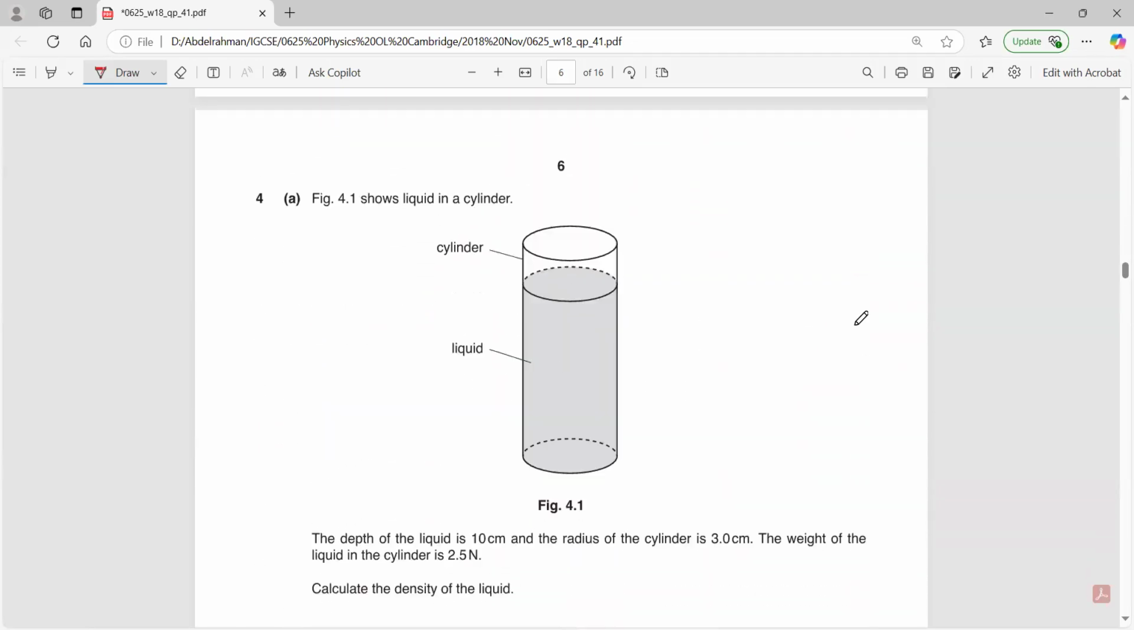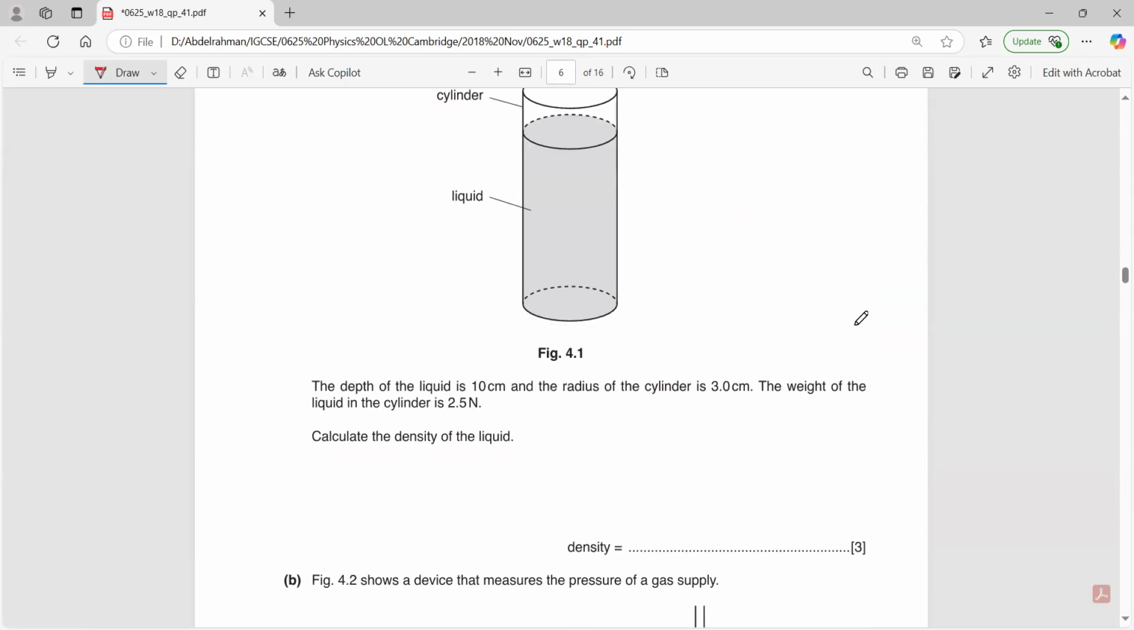Figure 4.1 shows a cylinder. Calculate the density of the liquid. The depth of the liquid is 10 centimeters. The radius of the cylinder is 3 centimeters. The weight inside the cylinder is 2.5 newtons. Can I find the density? Yes, I can find the density. How can I find density?